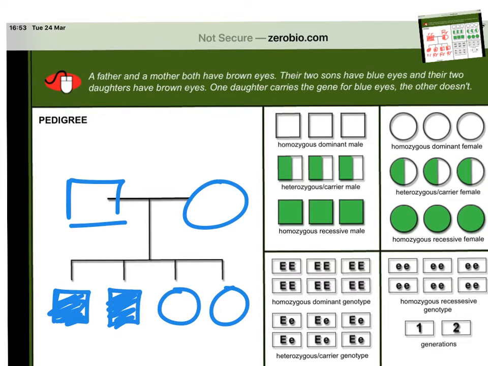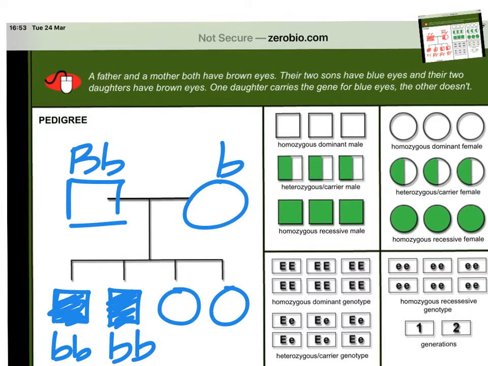Now the 2 sons have blue eyes. So immediately, and I'm going to use a lowercase b here, since the 2 sons have blue eyes, we can definitely fill in this. They must be heterozygous. If they have brown eyes, but they have 2 sons that have blue eyes, then they must have the recessive gene. Okay, and then one daughter carries the gene, so we know this for sure, and then the other does not. So we could definitely assume that we are like this. Okay, so this is the pedigree for the eye color.